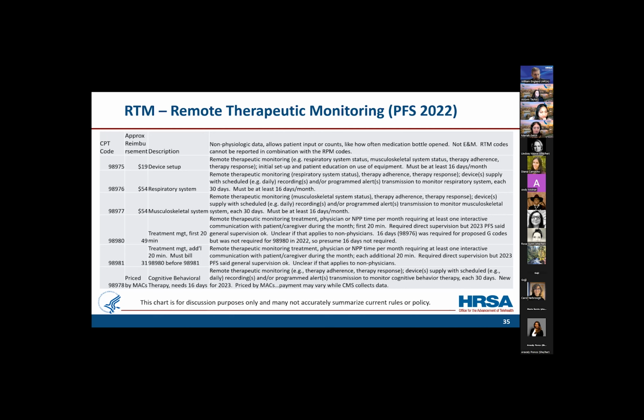Cognitive behavioral therapy, again, needs to be monitored at least 16 days, but the pricing for that is to be priced not by CMS, by national, but by the MACs. And that's basically because CMS didn't quite know how much these things should be priced. So it's kind of experimental, and the regional contractors will determine their own price.